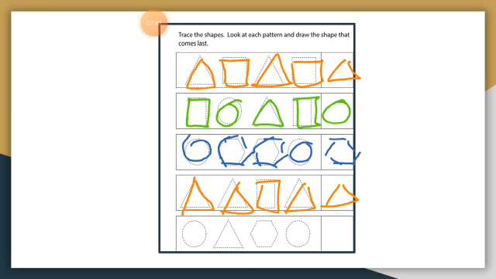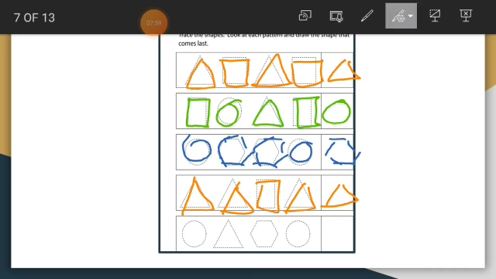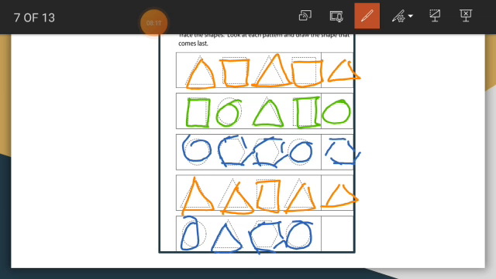Now look at the last one. Circle, triangle, hexagon. Circle, again which shape will come? Triangle. Now let's trace the shape and draw the shape also. Circle, triangle, hexagon, circle. After the circle we have triangle. Now this slide is also for the practice. This is how you will trace the shapes and you will draw the pattern which will come at the end.